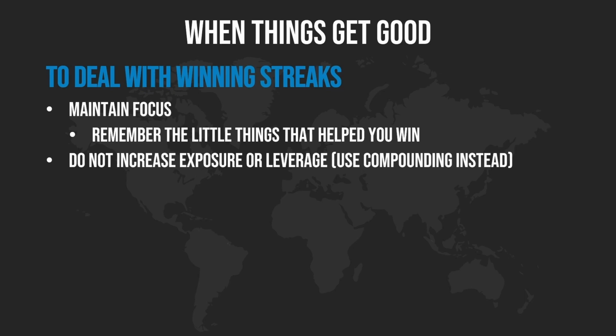Use compounding methods instead. If I win $100 in a trade, that $100 can be used to compound whatever percentage of my account I'm using for the next trade. Don't say, oh, I won $100, so now I'm going to kick my leverage up to 100%. No, that's the wrong way to go about it. That's usually the time when you're going to get ultimately liquidated in that trade.